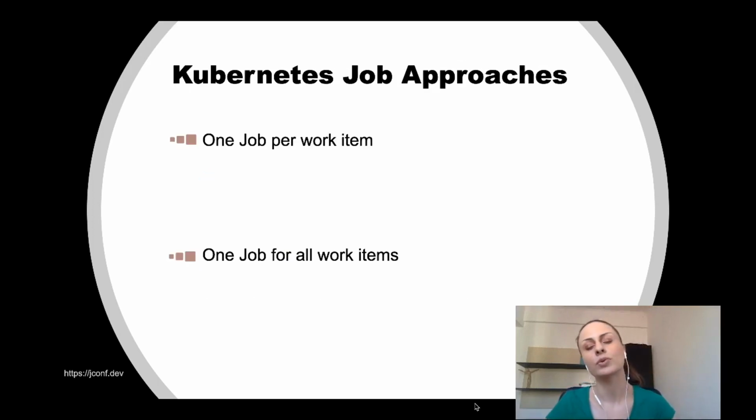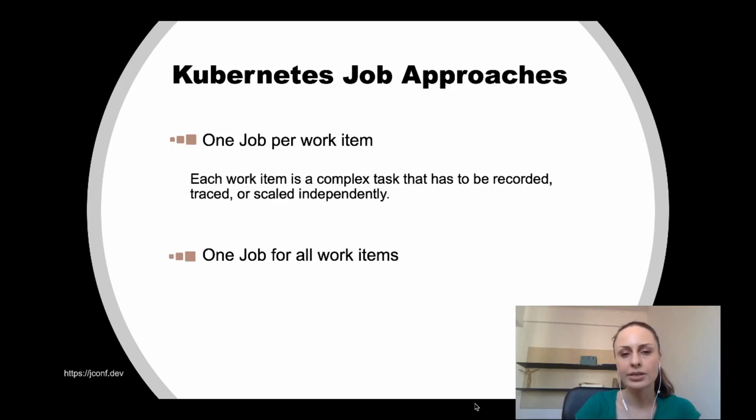Now, there are several approaches to working with Kubernetes job resources. One approach is to work with one job per work item. This option is really good when you have a complex task per work item, and you have to track that, scale that independently and record that in Kubernetes independently. So this is pretty much when you should use this approach. Be aware of it, because this one is Kubernetes resource consuming and should be done carefully when working with batches.